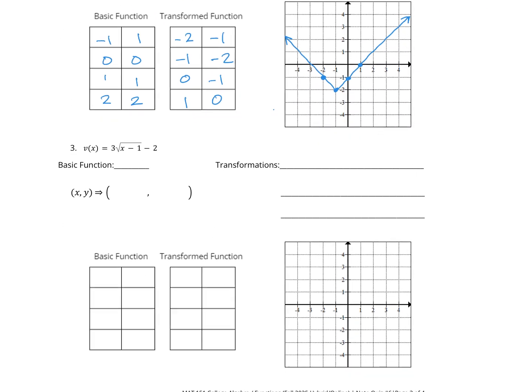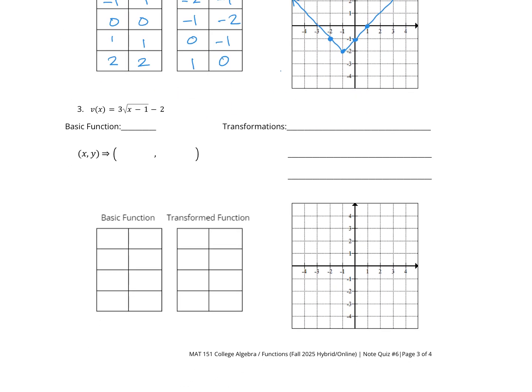Now let's move on to our next example, which is going to be a square root. So our basic function is f of x is equal to the square root of x. And this time around, we're going to have a total of 3 transformations. Again, it's always best to work from the inside out. So the first thing you're going to notice is because I'm subtracting 1 inside the square root, that is a horizontal shift right 1 unit.